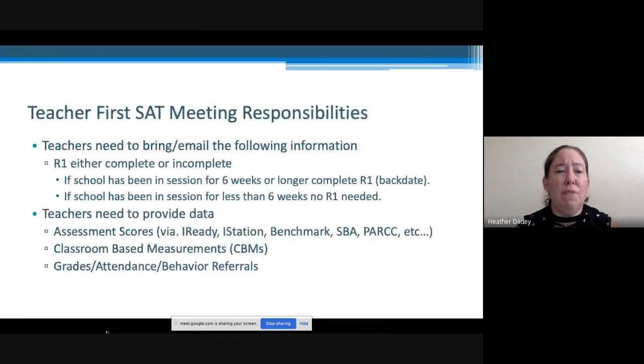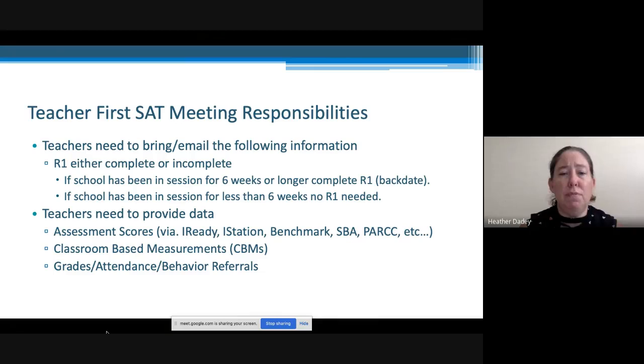What are the teachers' first SAT meeting responsibilities? Teachers need to bring or email the following information. The R1 is either going to be complete or incomplete. So if the school has been in session for 6 weeks or longer, complete R1, and you're going to backdate it. If the school has been in session for less than 6 weeks, then there's no R1 needed. Teachers need to provide data, so assessment scores, classroom-based measurements, grades, attendance, and behaviors.